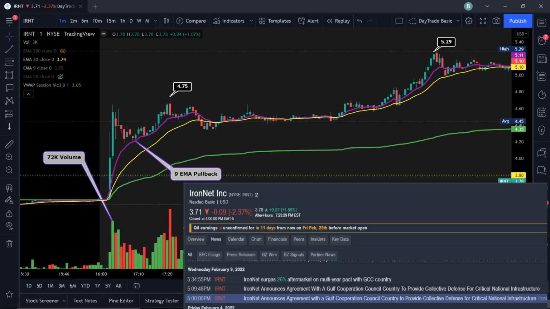For this example, I have up a recent chart on ticker IRNT. We can see that it had news at 5 o'clock in the after hours. It had 72,000 shares of volume traded with that news. It pulled back to that 9 purple EMA, and we used that 20 EMA as our stop loss and made for a great trade which reached back for highs and then hit 475. It then consolidated for a while, then reaching a high of 529, but the move that we were looking at is that first pullback to the 9 EMA for our first entry.